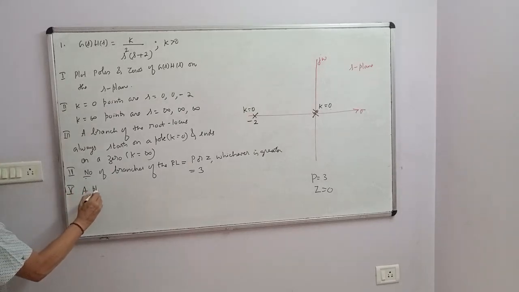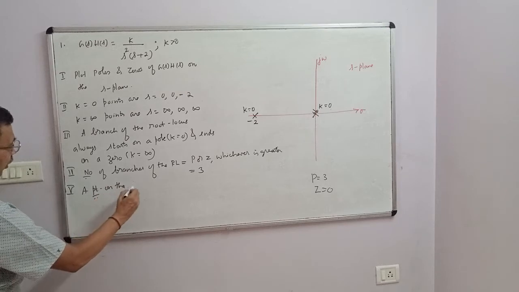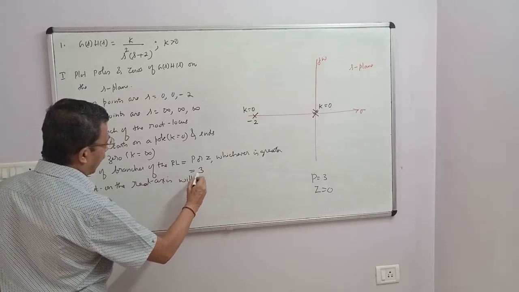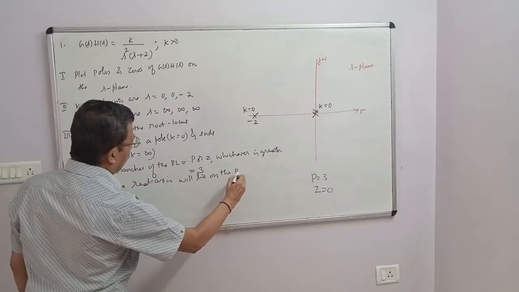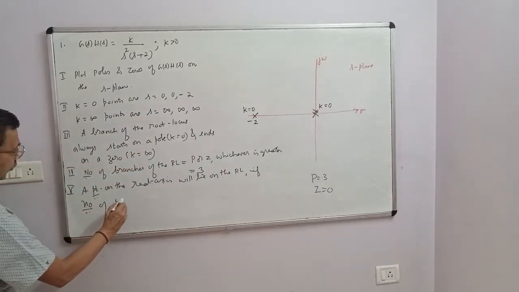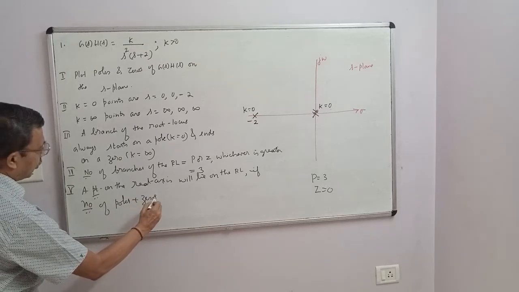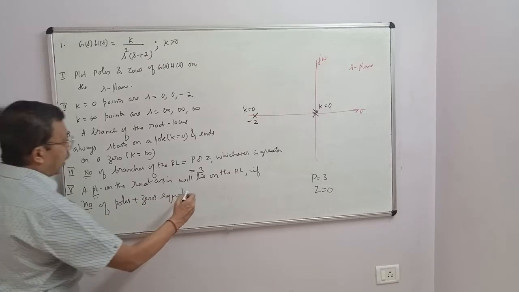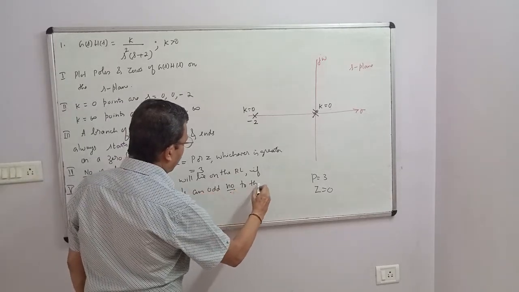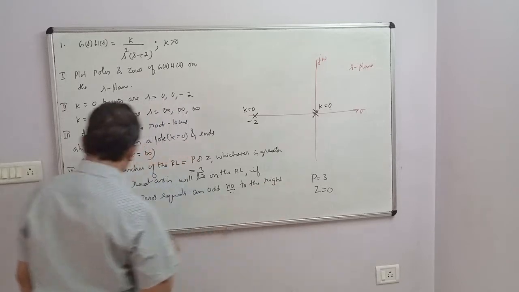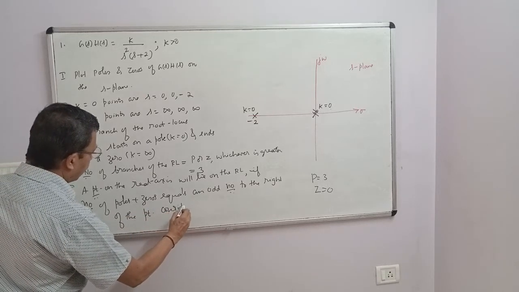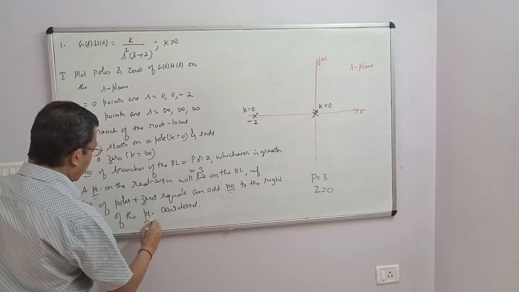Fifth step, a point on the real axis. A point on the real axis will lie on the root locus if the number of poles plus zeros equals an odd number to the right of the point considered.